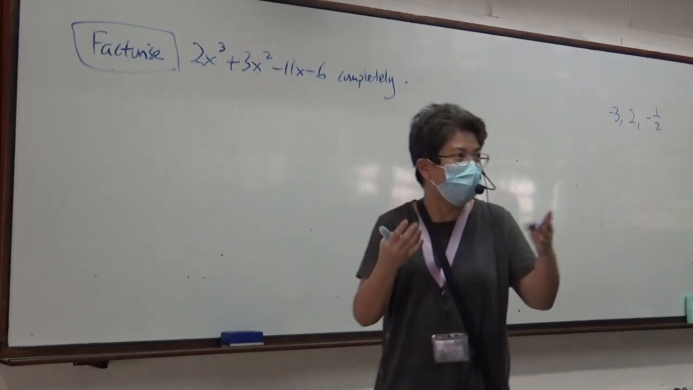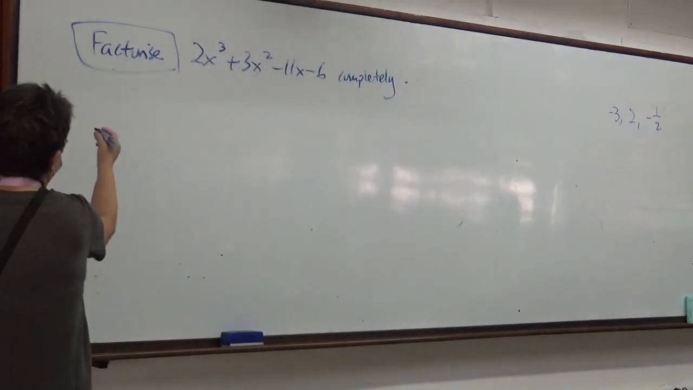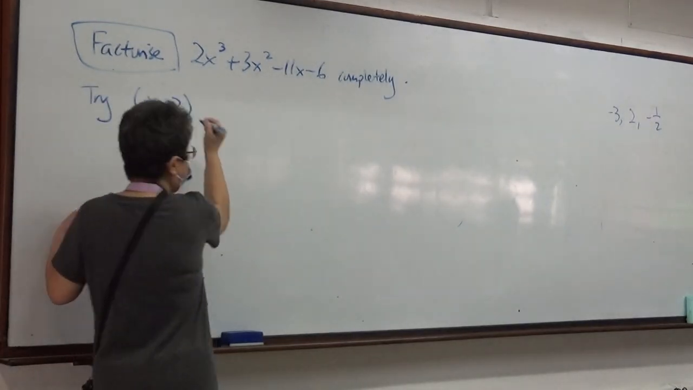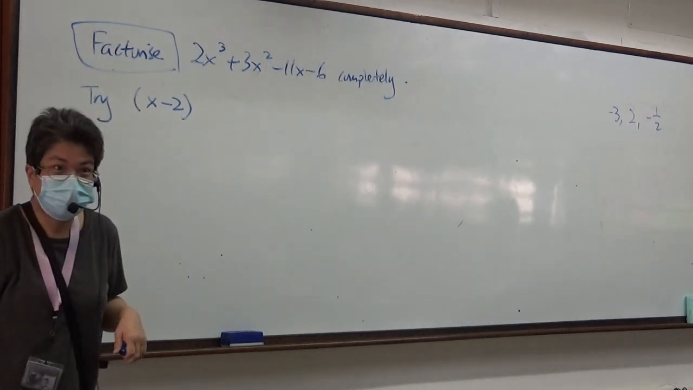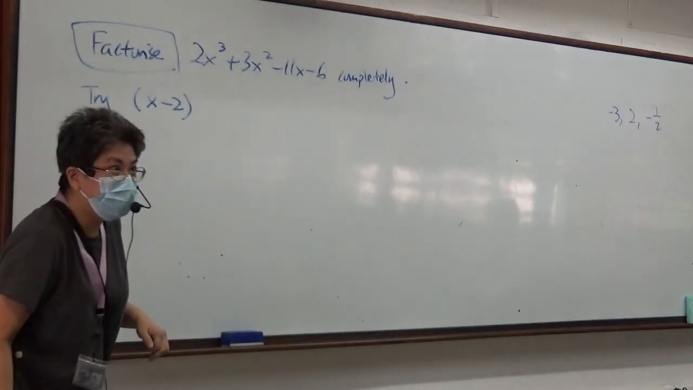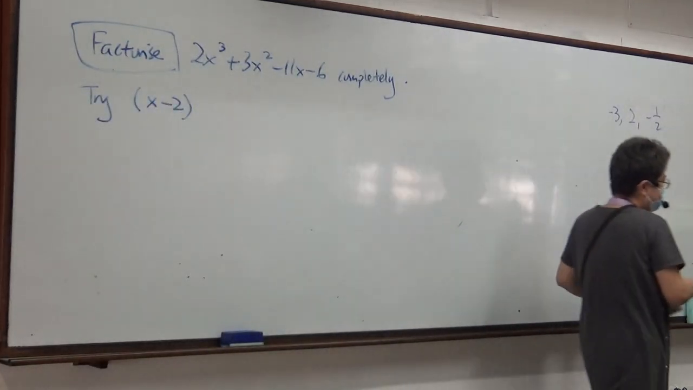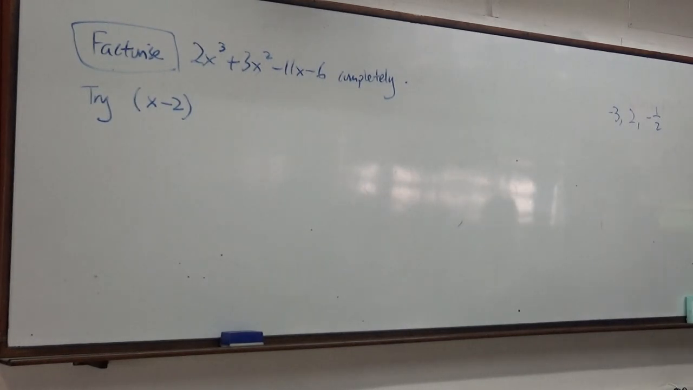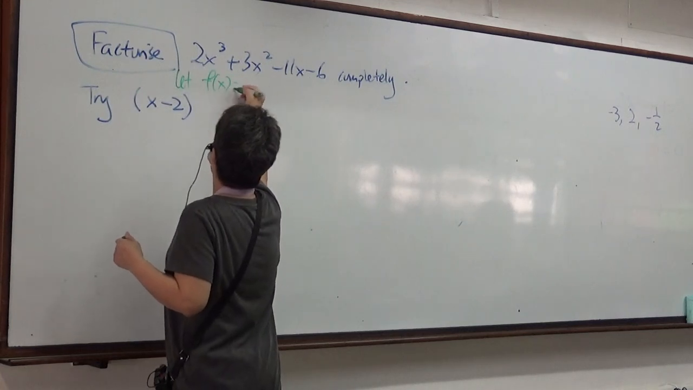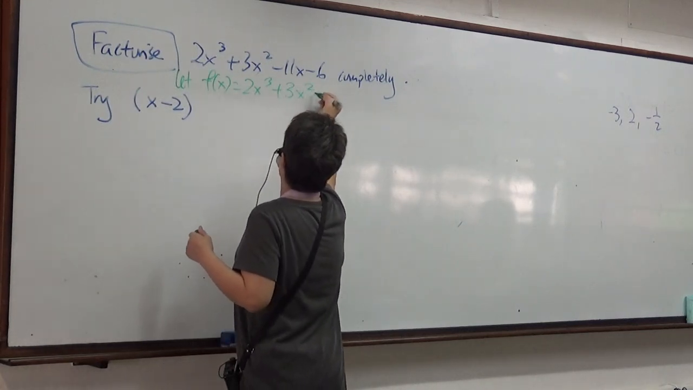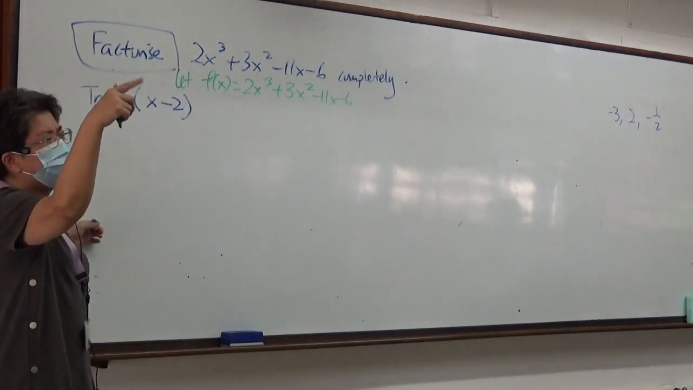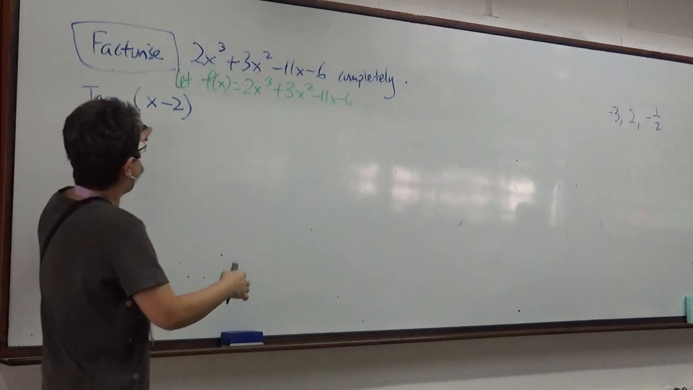Okay, all of you look up, all of you present, right? You cannot say, oh, I'm very smart, you just take it and write, try x minus 2. Correct now? If I try x minus 2, it means I plug in 2, right? But before I can even do that, I must let f(x) be this first. Understand? Okay, all look up. Don't copy. Try x minus 2.